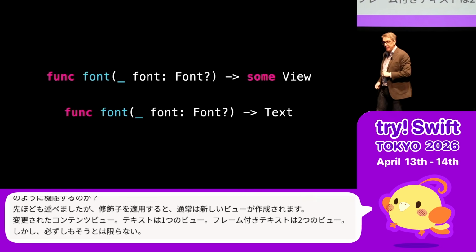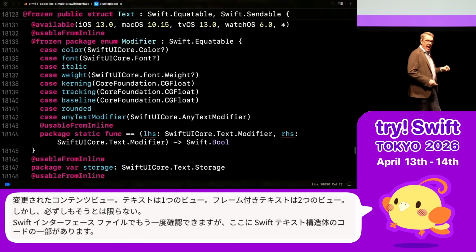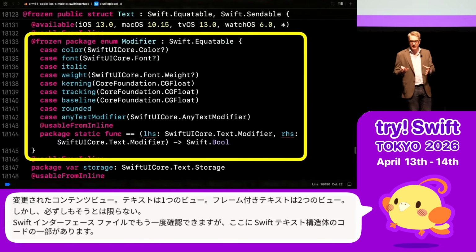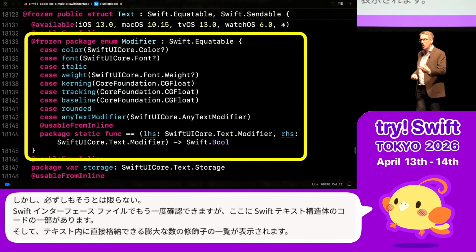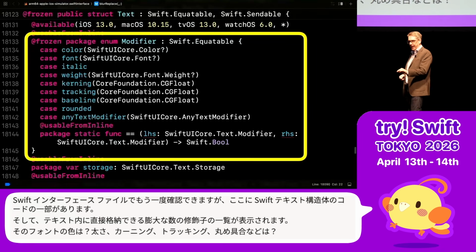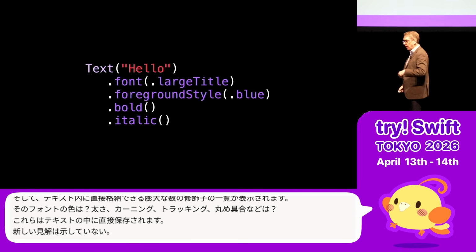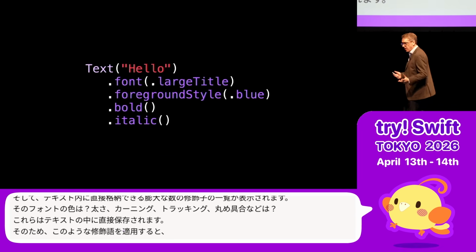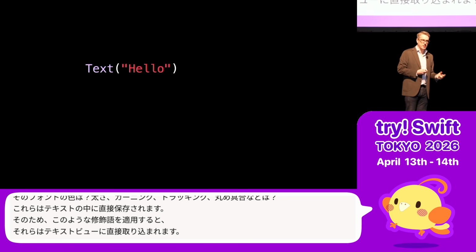You can see again in that Swift interface file, here is a chunk of the code for the Swift text struct. You can see a huge enum of modifiers that can be stored directly inside the text. What is its color? What's its weight, its kerning, its tracking, its rounding, and more. These are stored directly inside the text, not making new views. So when we apply modifiers like a foreground style, a bold, or italic, they get absorbed into the text view directly, making just more text.